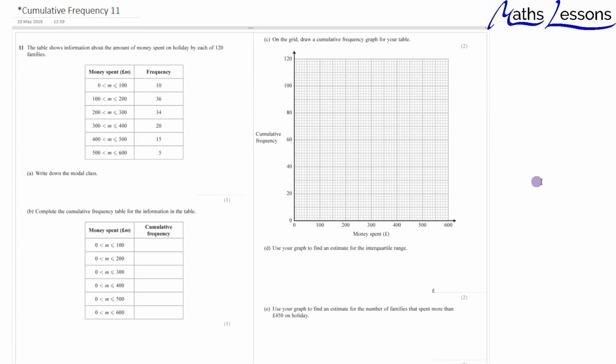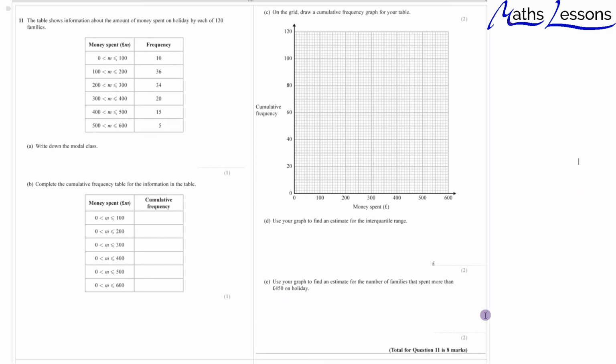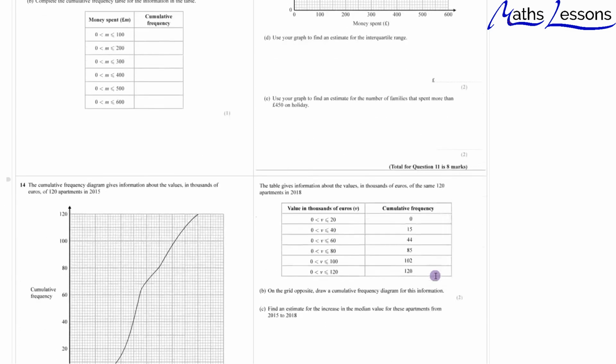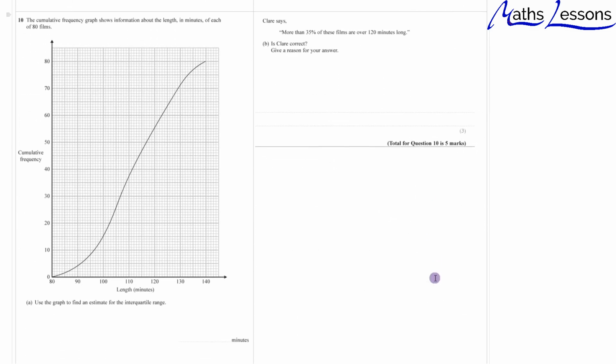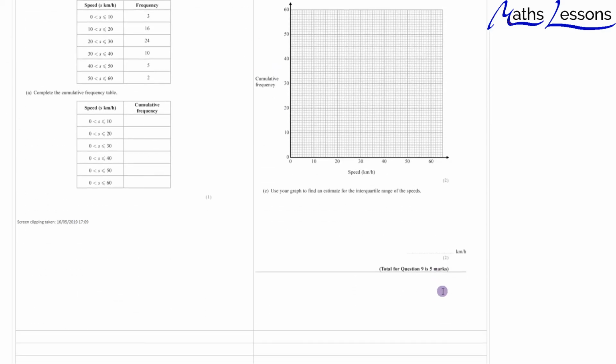So let's go to the top of the page and look at this question. This is very, very important. Look at this, 4 marks. It's definitely going to come up, and it's actually 8 marks in this question. And then the next question it's 5 marks. The next question it's 5 marks, and the next question is 5 marks.